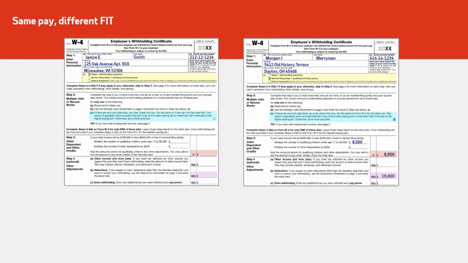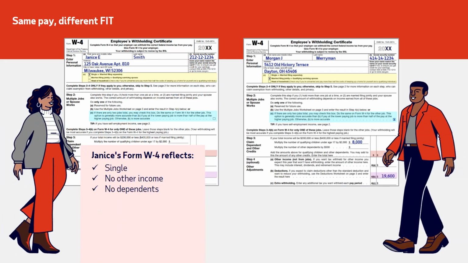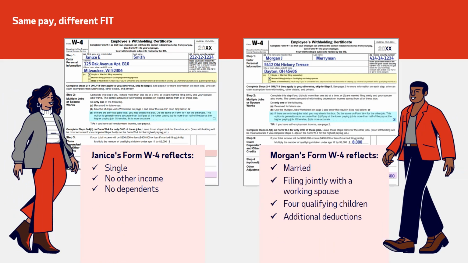Now that we have reviewed the key concepts of FICA taxes, let's walk through a comparison of two employees, Janice and Morgan. They have the same taxable wage amount, but because their W-4 forms differ, their FIT withholding amounts will differ. Let's examine the details of the entries that Janice and Morgan each filled out on their Form W-4.